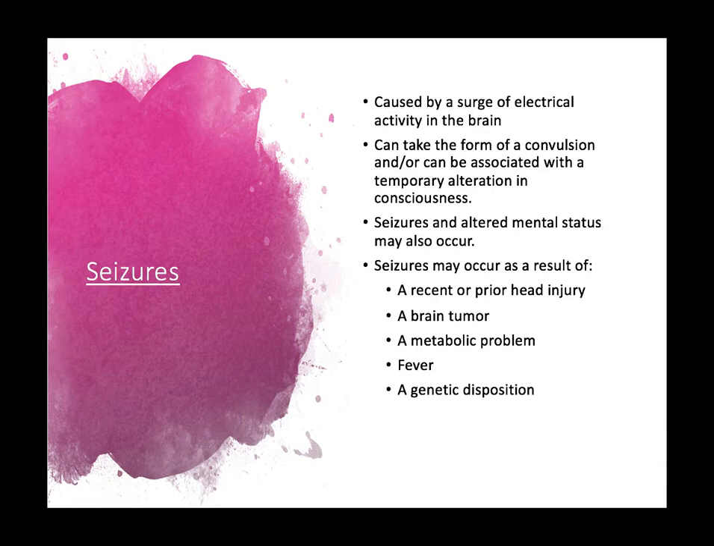Seizures and altered mental status can occur when there is a disorder in the brain. So seizures might happen as a result of a prior head injury, a brain tumor, a metabolic problem, fever, or actually a genetic disposition. So it can be handed down in the genes.